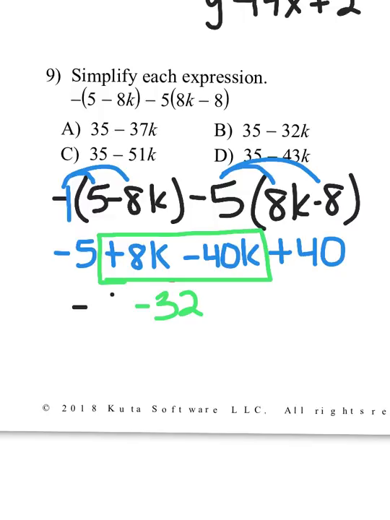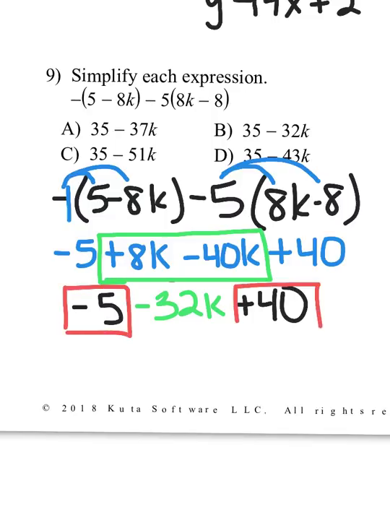Bring everything else down. -5 minus 32k. Oh, that should have been k. I'm sorry. And then plus 40. And then we can combine our last two numbers, which is -5 and a +40. And those also have different signs. One is negative, one's positive. So you actually are going to subtract those. 40 minus 5 is 35.